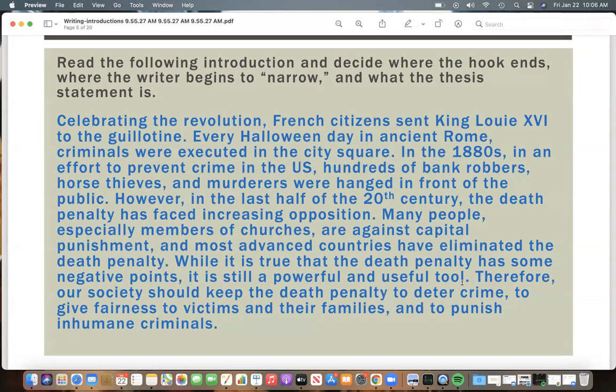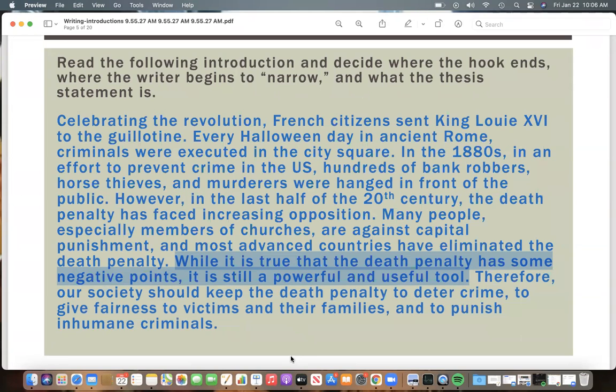And then here in the last sentence, taking a stance on that. And this is actually a really good way to sort of qualify it. While it's true that the death penalty has some negative points, it is still a powerful and useful tool. They're kind of setting up their stance there and allowing for a counter argument, which is really good.